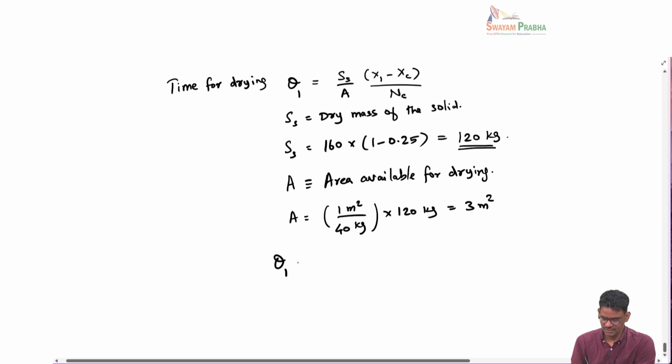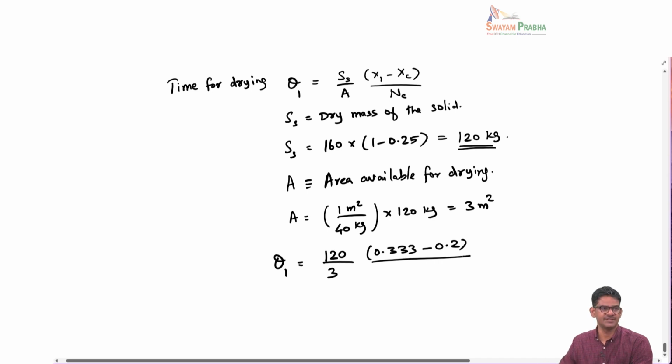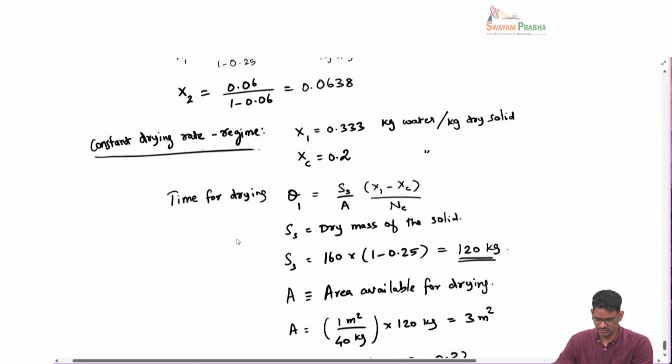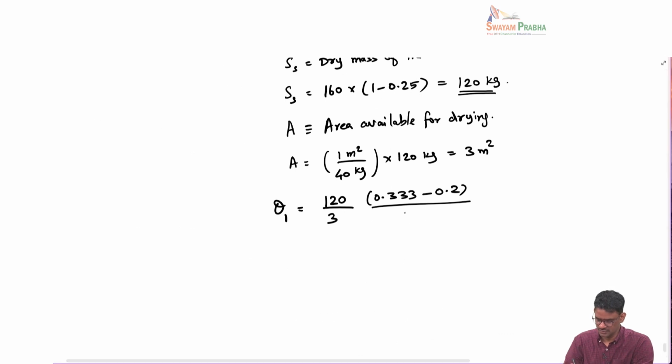Then we can substitute all the known quantities here. This is 120 kilogram, 3 meter square, x1 is 0.333, xc is 0.2. Now, we need NC, that is the constant drying rate, which we can obtain from the figure here. You can see this NC is 0.3 into 10 power minus 3 kilogram water evaporated per meter square per second. So, this is 0.3 into 10 power minus 3.